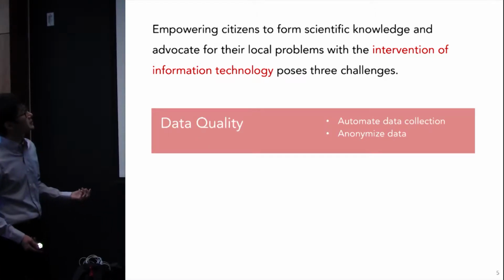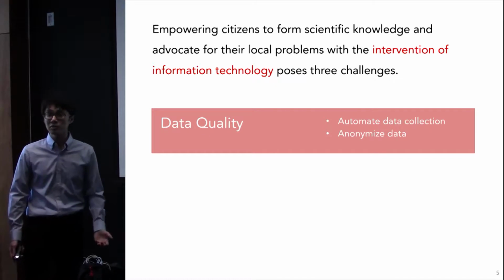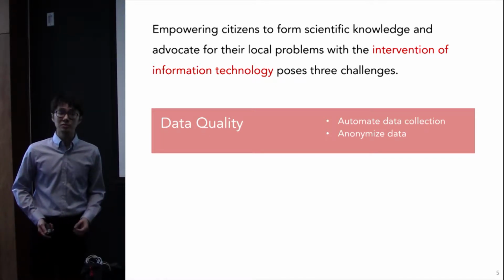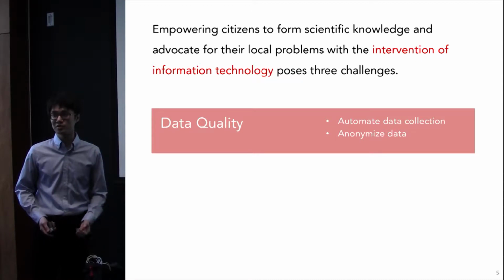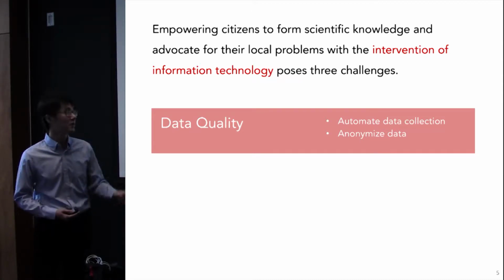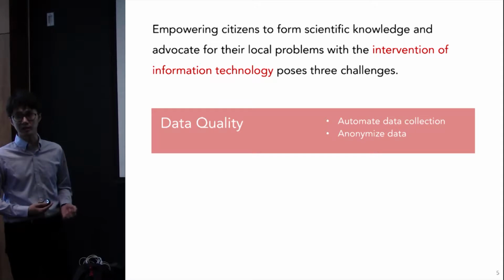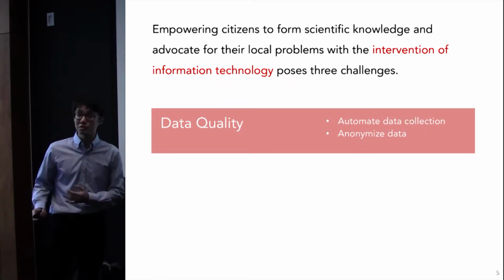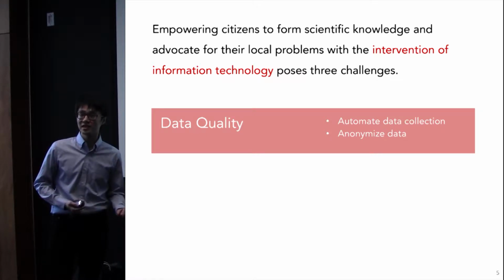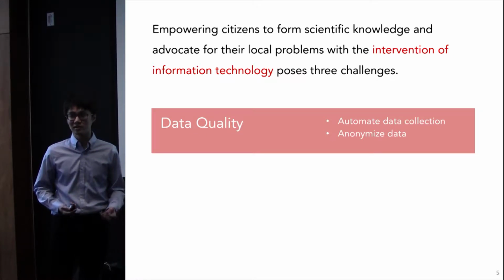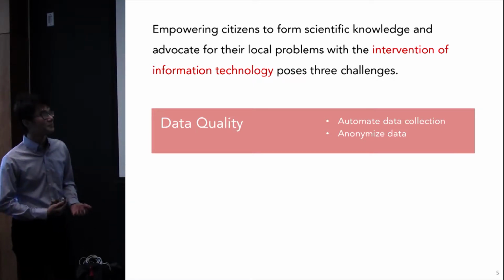The first one is data quality. For example, it is really difficult to have people monitoring air quality 24/7. So we need to have ways to somehow automate the data collection process. The second one is during the collection. Usually we collect a lot of personal information, like your GPS location. Somehow we need to anonymize it.